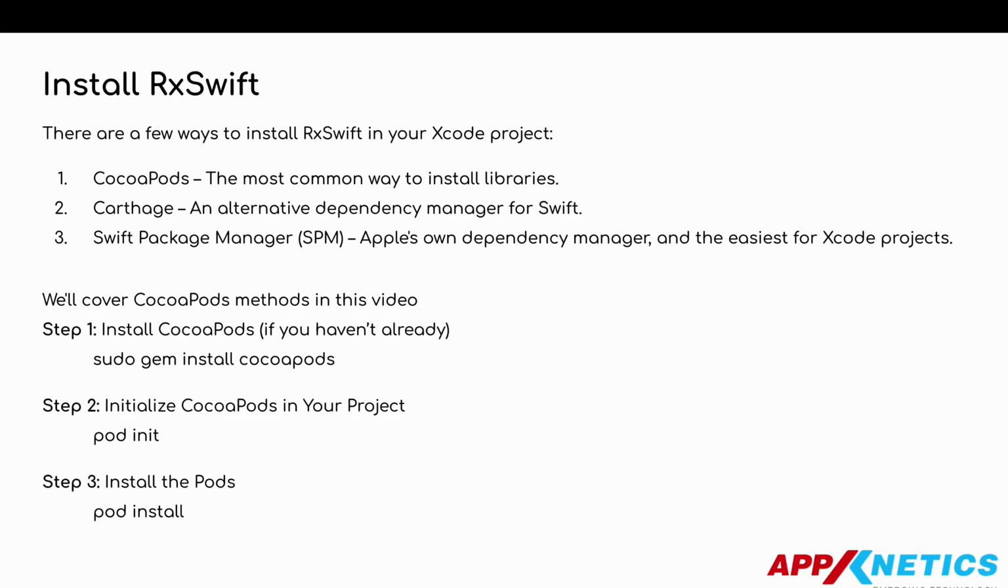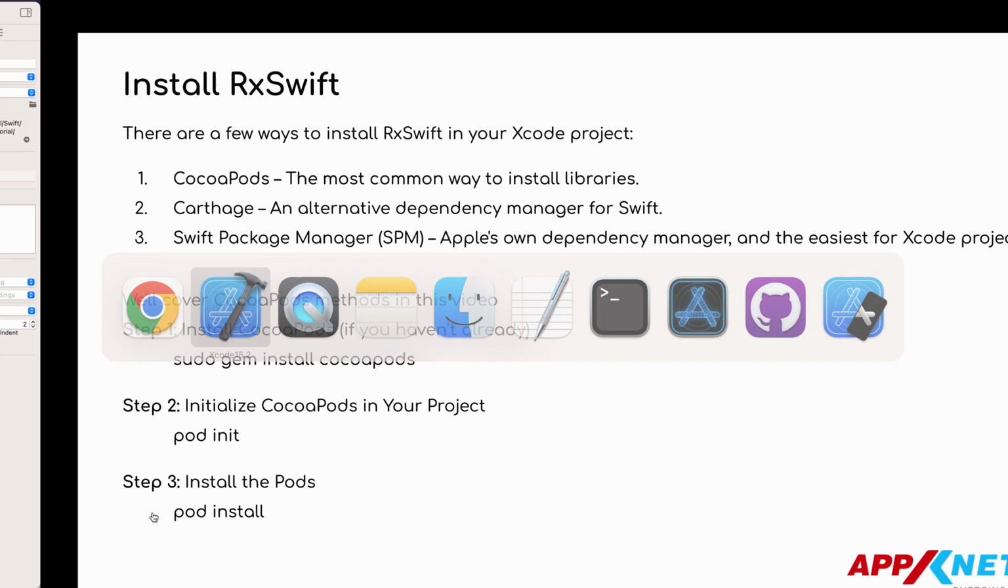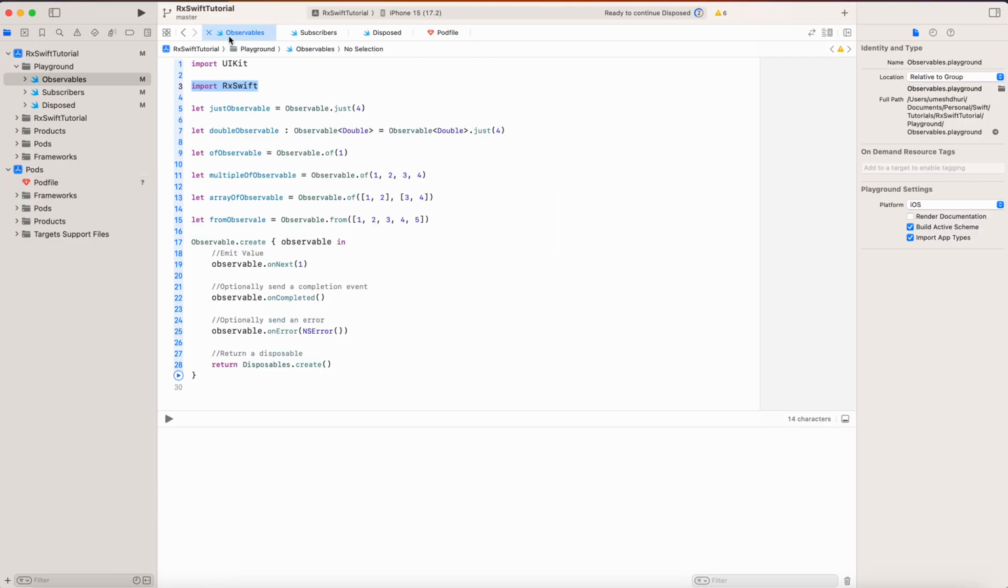Once it's done, close your Xcode project file and open the newly created Xcode workspace file. From now onwards, you have to use the Xcode workspace file to open your project. After the package is added, go to the top of your Swift file where you want to use RxSwift and write the import statement. So if you see here, this is my Swift file and I want to use RxSwift in it, so I have to import RxSwift at the top of the file.